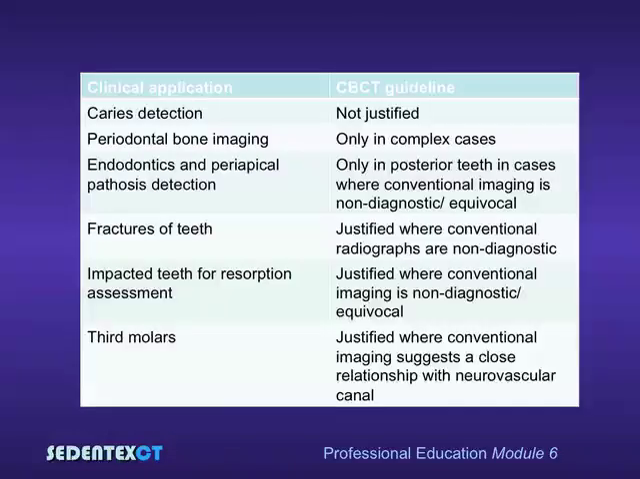We've already covered quite a bit of ground, so let us just review what we have already covered. In terms of caries detection, cone beam CT is not justified. In terms of periodontal imaging, it may be justified in complex cases. In terms of endodontics, periapical pathosis detection, it is only generally justified in posterior teeth in cases where conventional imaging is non-diagnostic or gives equivocal results.